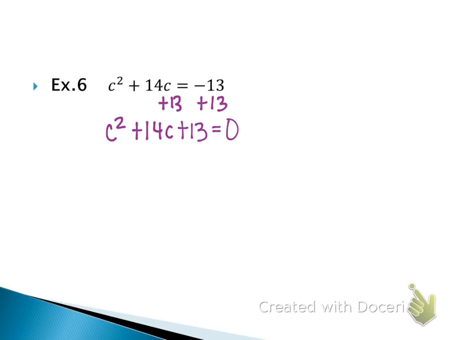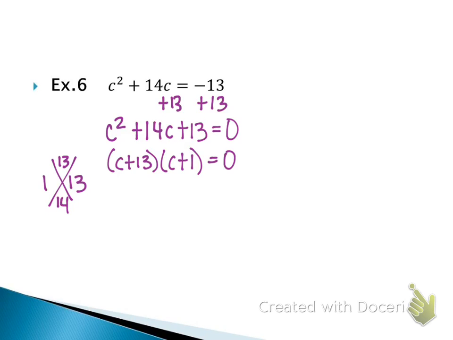Okay. Now that it's in standard form, we are ready to factor. What method are we using? X method. What's going on top? And on bottom? What numbers are going to work for us? 1 and 13. We go to put that into our parentheses. Who can tell me what that's going to look like? Deja? C plus 13 times c plus 1. What do I need to remember on the end there? Equals 0. Good.